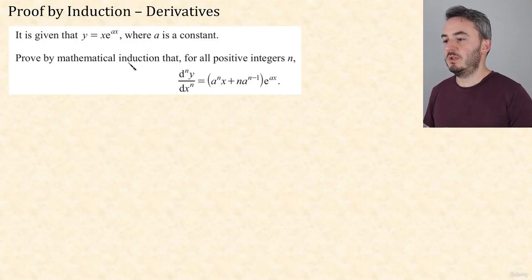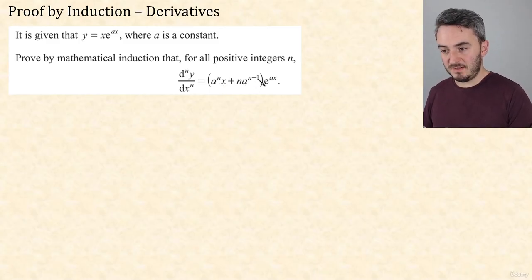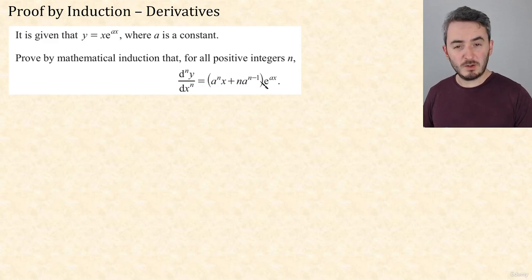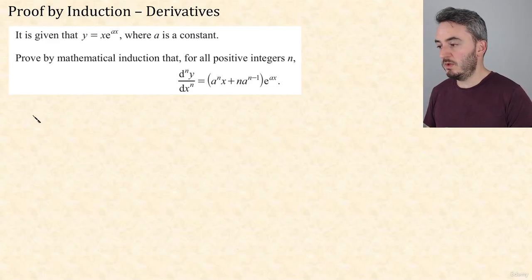Prove by mathematical induction that for all positive integers n, d^n y by dx^n, so that's the nth derivative, is a^n x plus n a^(n-1) e^(ax). So it looks like quite a complicated equation we've got there, but we can just approach this in the same way we always do. So we have our base case.